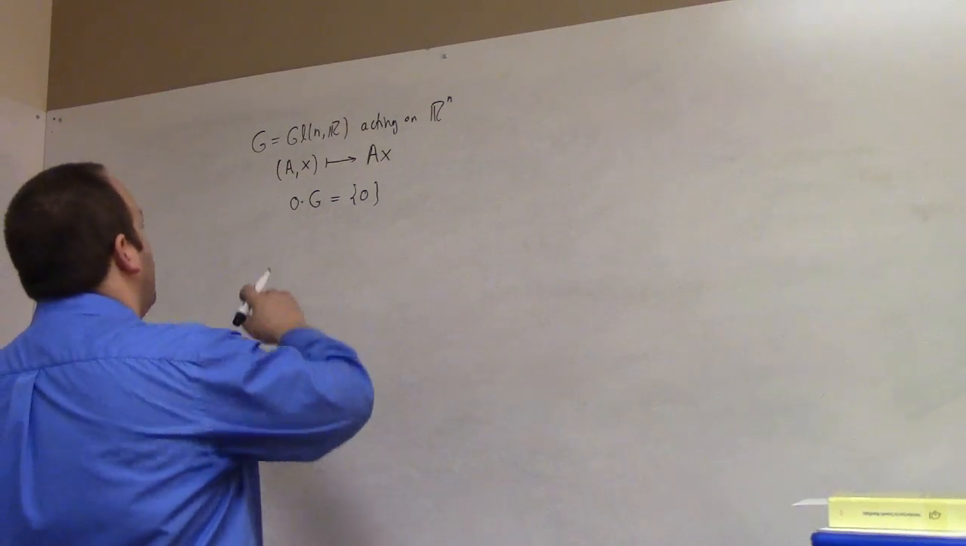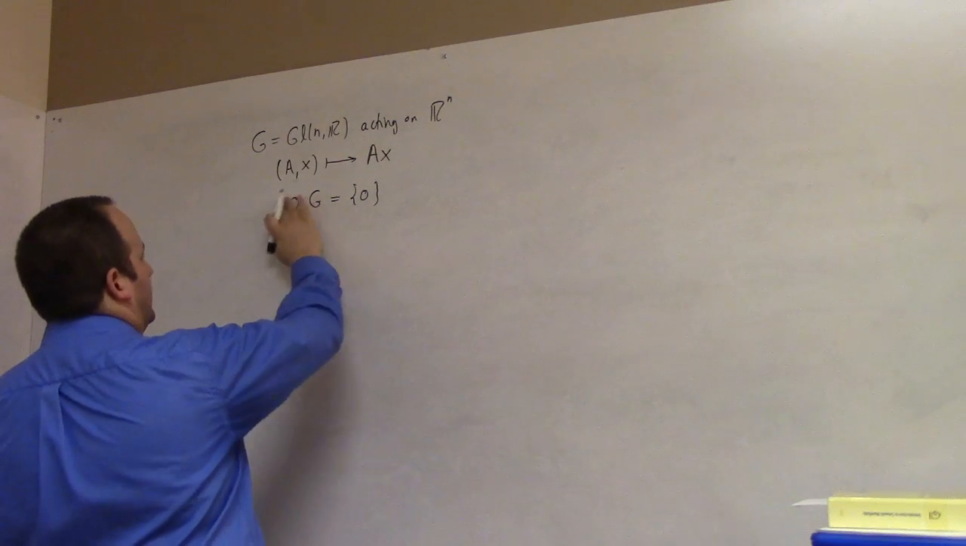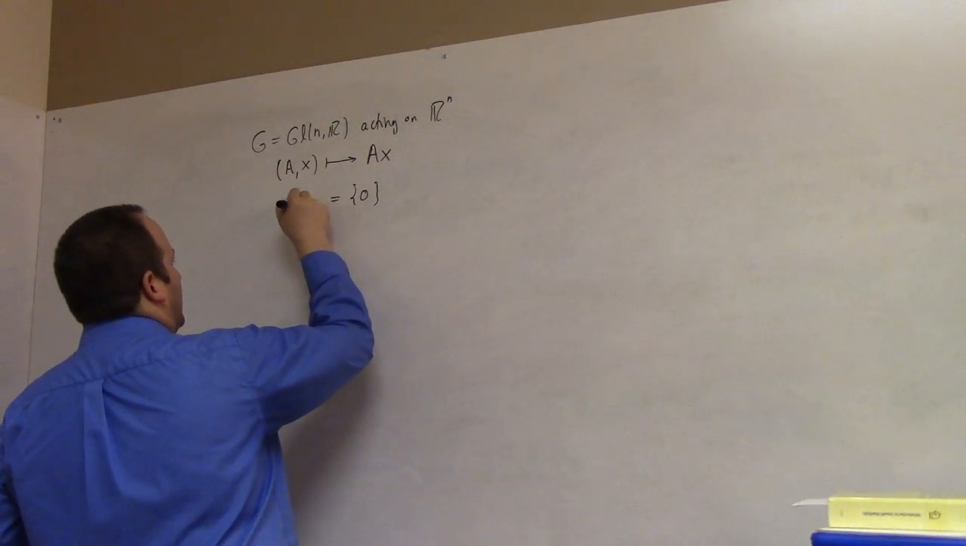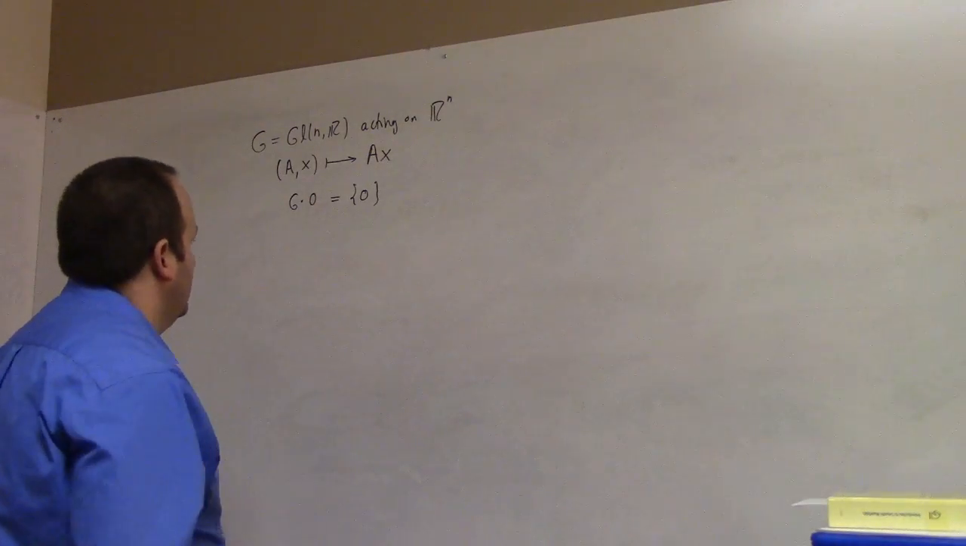Oh, I'm sorry. Because g is the matrix. Right? Oh, zero vector. I am trying to be uniform in my notation. So yeah, thank you.